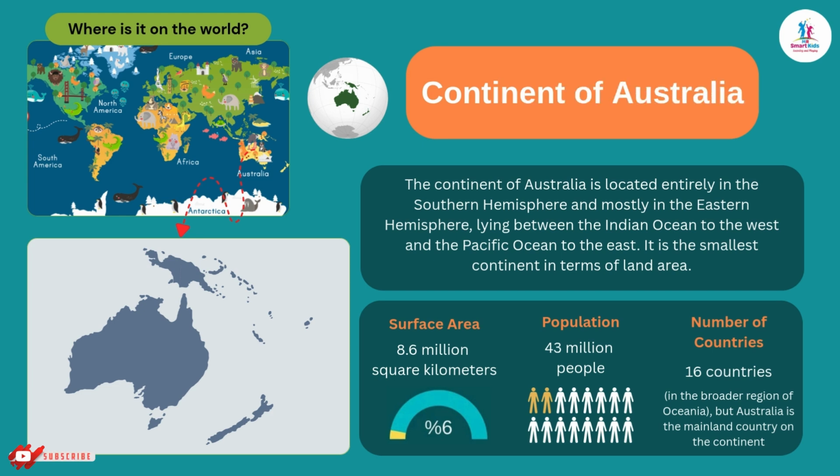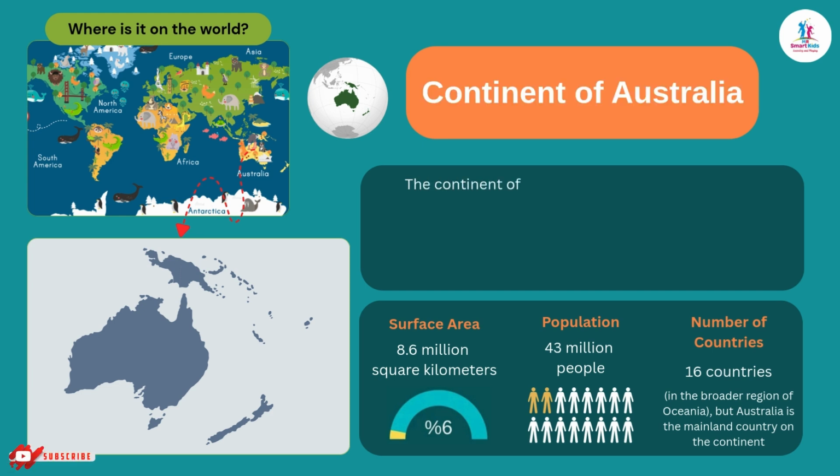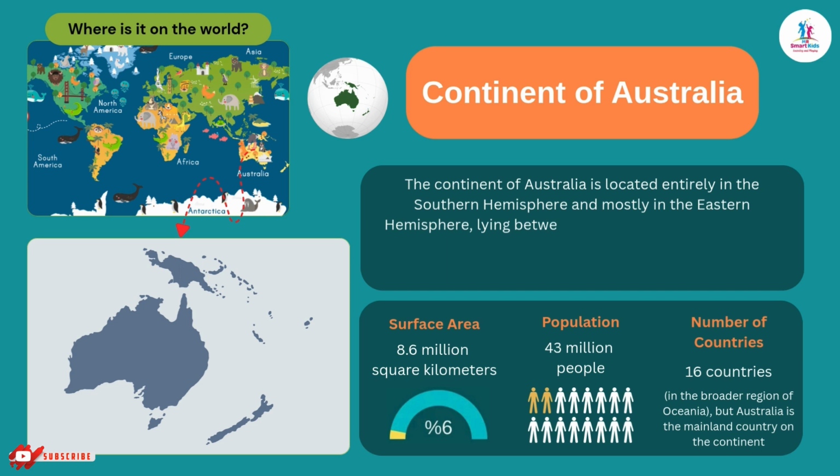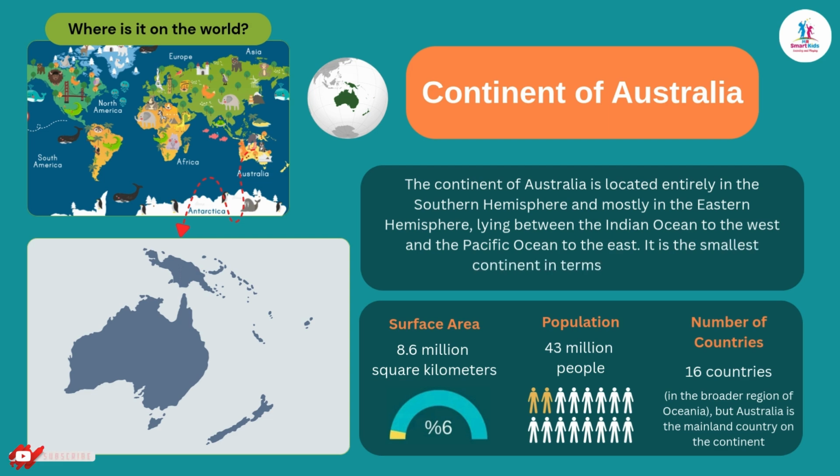Continent of Australia. The continent of Australia is located entirely in the southern hemisphere and mostly in the eastern hemisphere, lying between the Indian Ocean to the west and the Pacific Ocean to the east. It is the smallest continent in terms of land area.